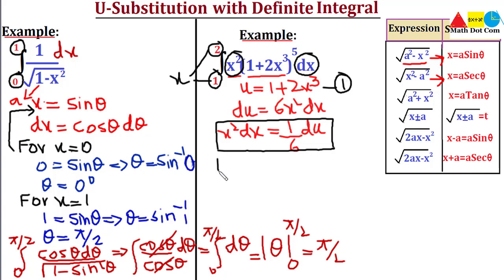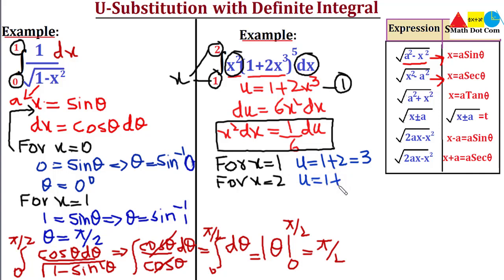So for x equals 1, we put this value of 1 in equation 1. We get u equals 1 plus 2, value of x is 1, so 1 plus 2 is 3. So we replace 1 with 3. Then for x equals 2, u equals 1 plus 2 times 2 cube, 2 cube is 8, 8 times 2 is 16, 1 plus 16 is equal to 17. So we have got the values of the limits in terms of u.